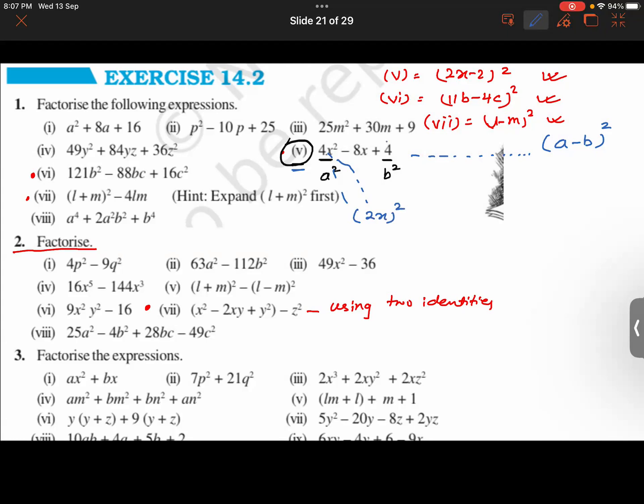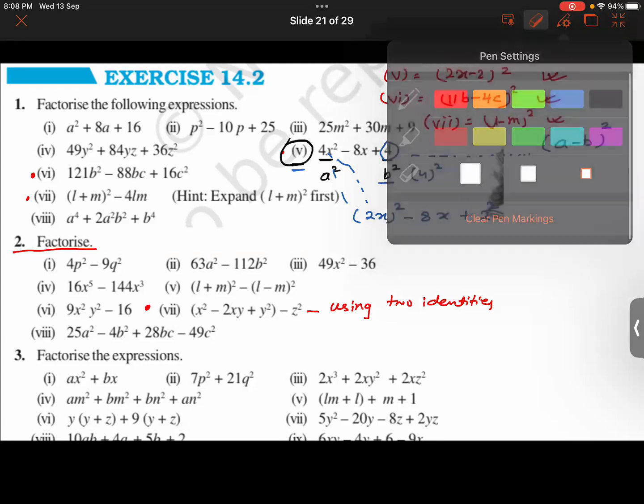And how can you write 4, Ahmed? 4 को आप कैसे लिख सकते हैं? In the form of b square. Like 4 को आप 2 square लिखेंगे. Exactly, 2 square. Very good.